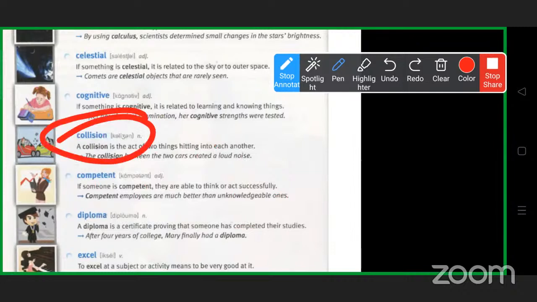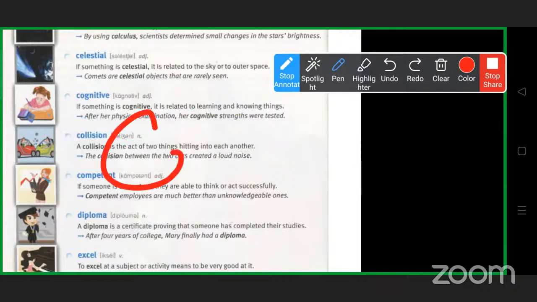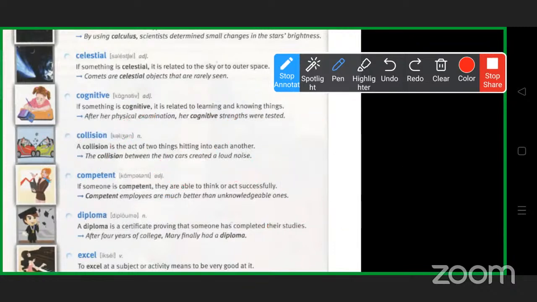Collision is a phenomenon, a process of colliding. Collision is an act of two things hitting each other. So collide has the synonym hit. So when two things hit each other, then that is a collision. Okay, so remember that. And then comes the next word, that is competent.